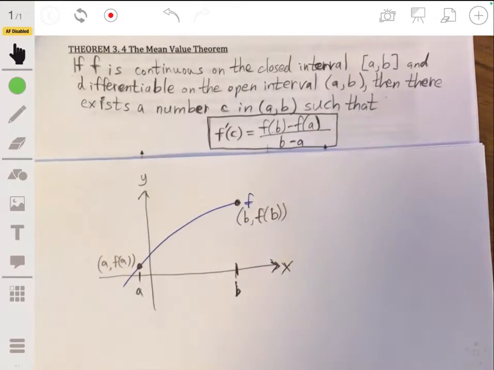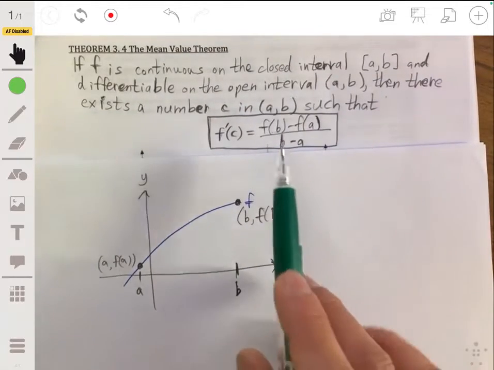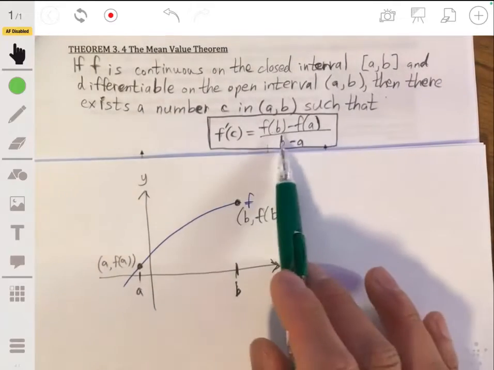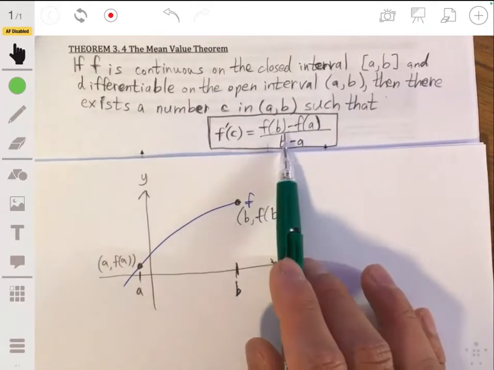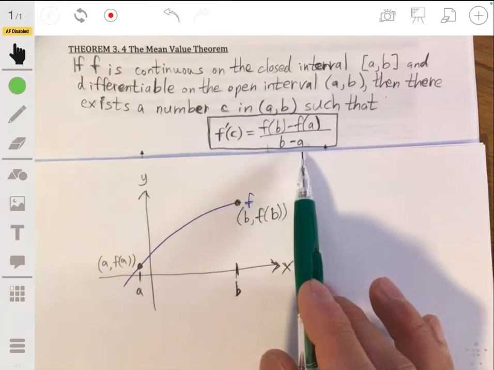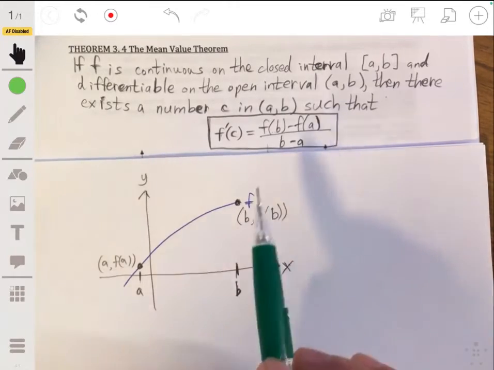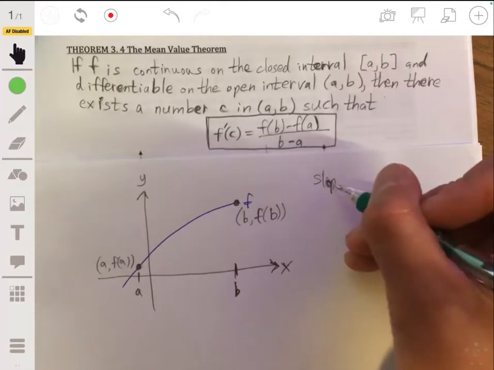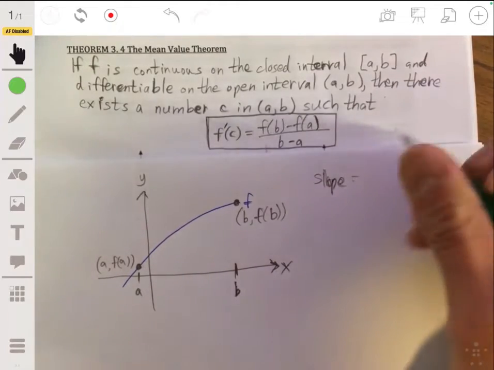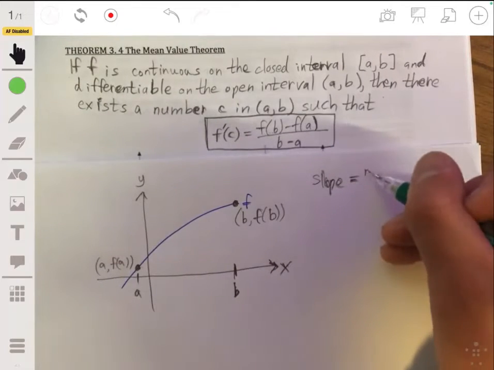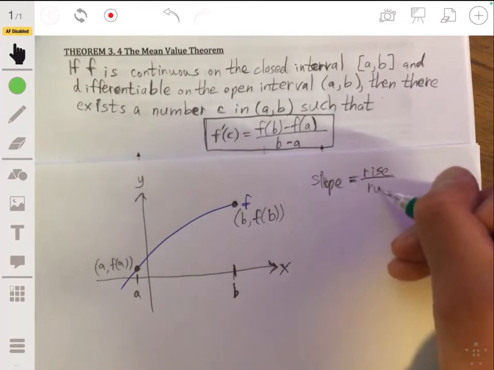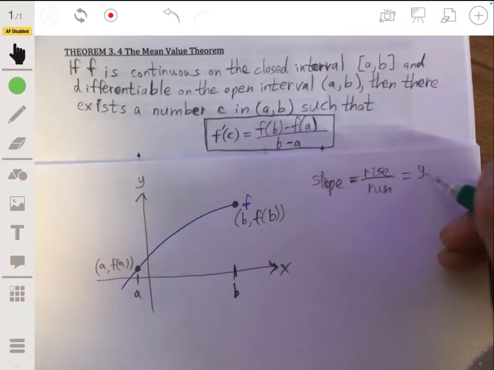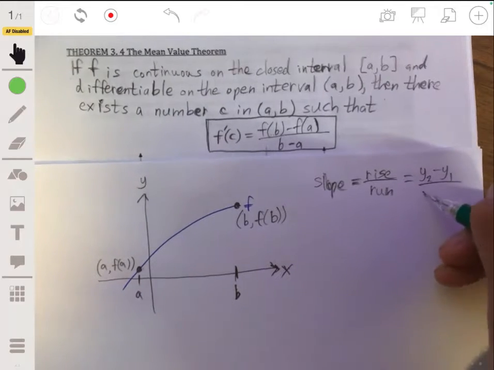Now, if we're saying the derivative at c for some point between a and b is going to be equal to f(b) minus f(a) over b minus a, well, let's think about what that even is. And think about this: what does slope even mean? Remember back in the day what slope was? Rise over run. Or if you remember, when you were given two coordinates of two points, you would do something like y2 minus y1 over x2 minus x1.